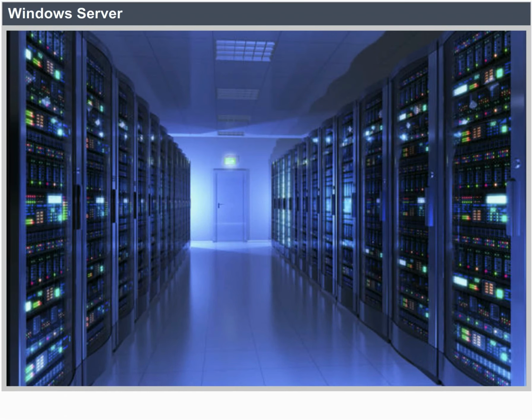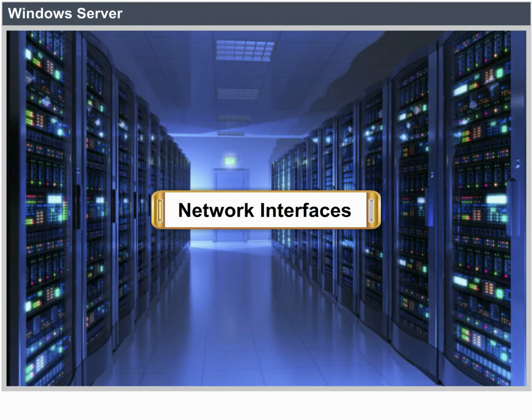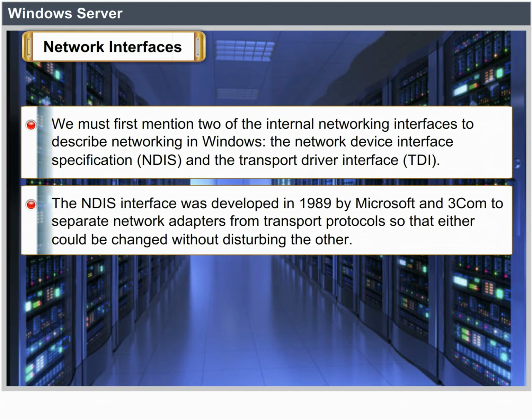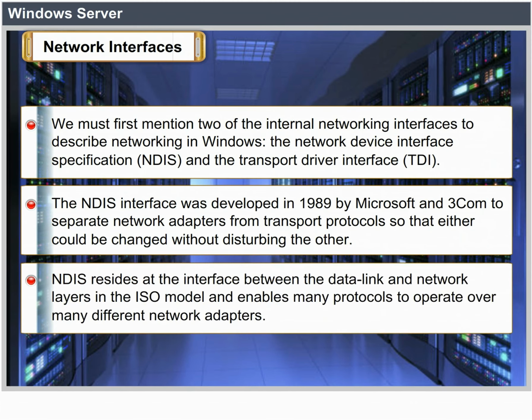To describe networking in Windows, we must first mention two of the internal networking interfaces, the Network Device Interface Specification, NDIS, and the Transport Driver Interface, TDI. The NDIS interface was developed in 1989 by Microsoft and 3COM to separate network adapters from transport protocols so that either could be changed without affecting the other. NDIS resides at the interface between the data link and network layers in the ISO model and enables many protocols to operate over many different network adapters.